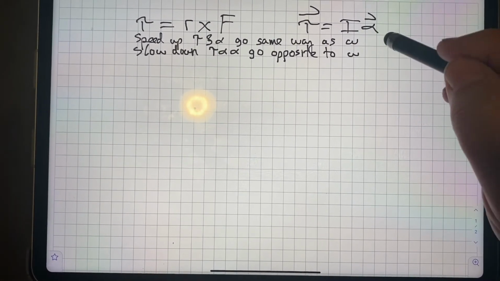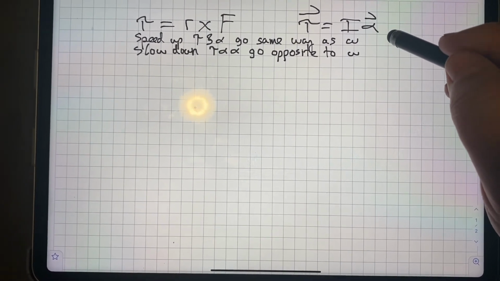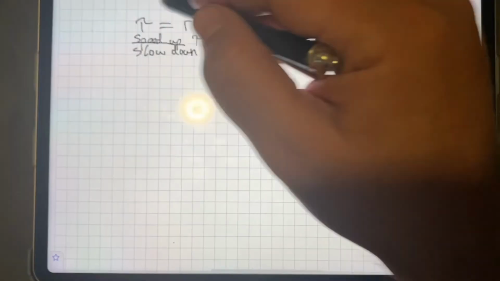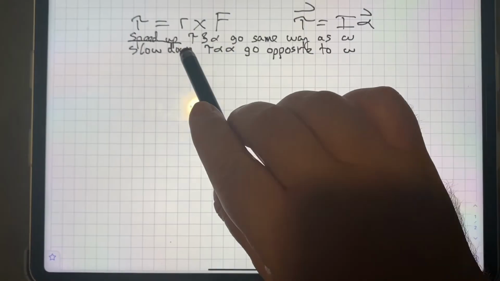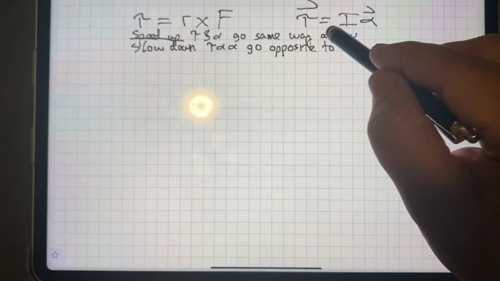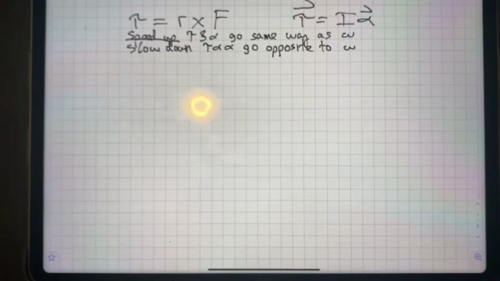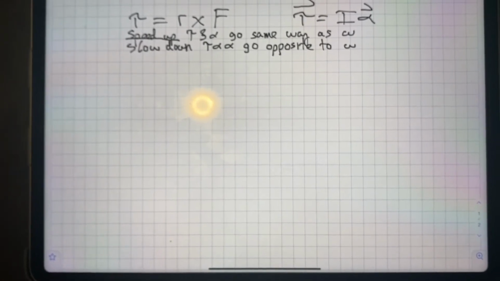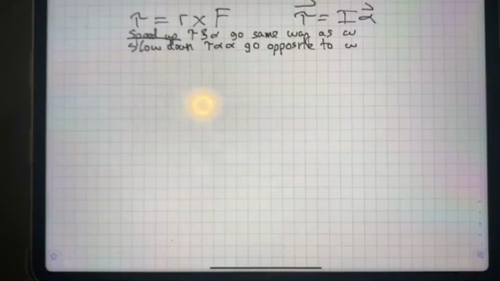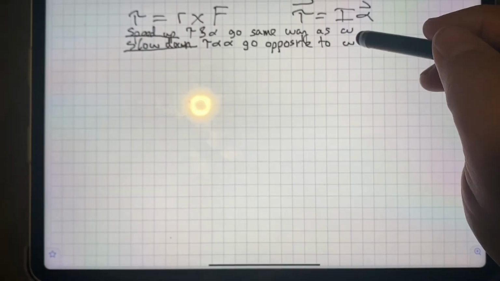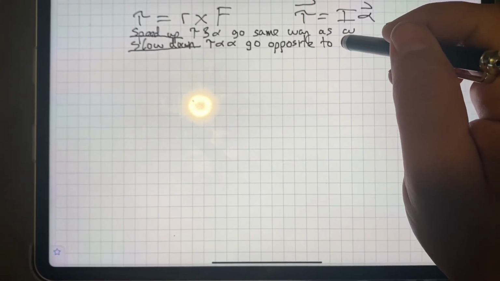Now, the first point would be if your wheel or your rolling object is speeding up. That means torque and alpha are going the same way as the rotational rate, omega, the spin. Whichever way it's rotating, that's the way torque and alpha go. If your object is slowing down, the torque and the angular acceleration go the opposite direction too.